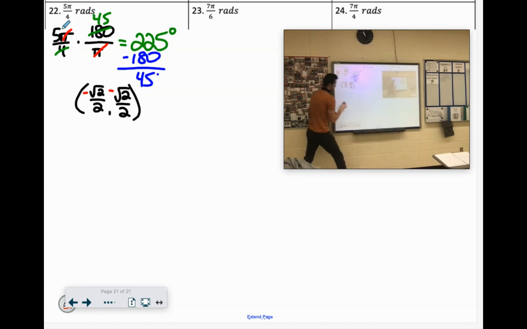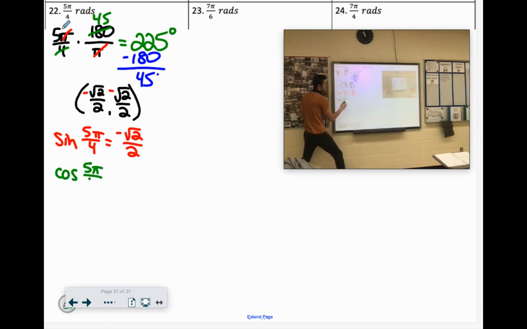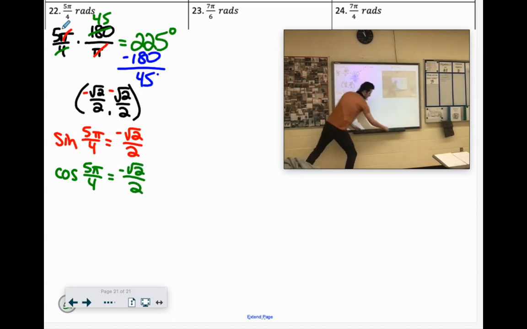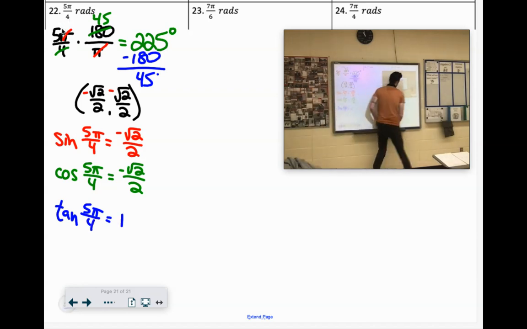So that's sine of 5 pi over 4. Sine is the y-coordinate. Cosine is the x-coordinate, which is the same thing on this one. Negative root 2 over 2. And then tangent, we're dividing the same number. So it's just going to come out to 1.